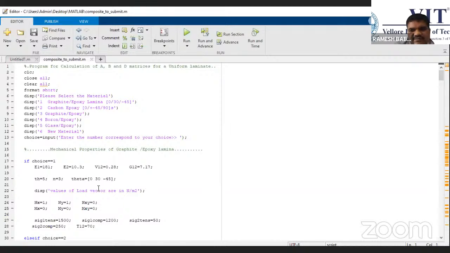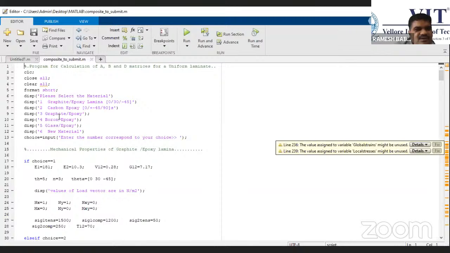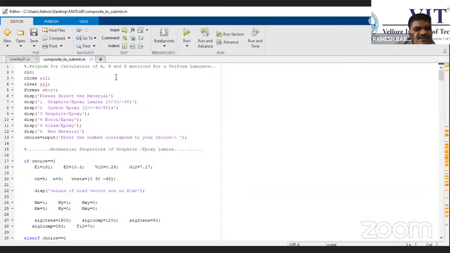Now this is for the uniform laminate case, where you can get these ABD matrices. Then clc clears the command window, and close all, clear all are used to clear anything already running. Any existing data will be cleared, and the workspace directory will also be cleared.